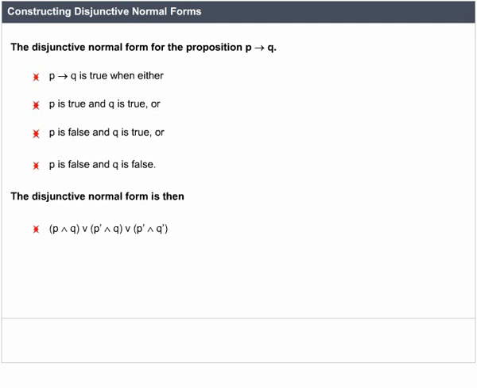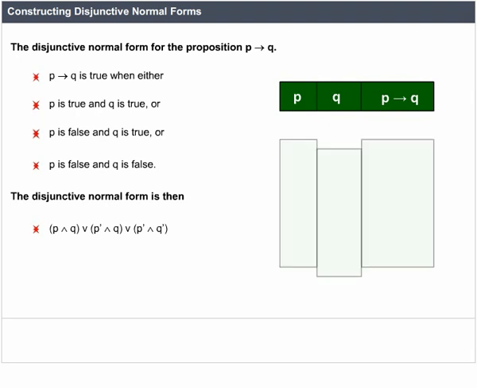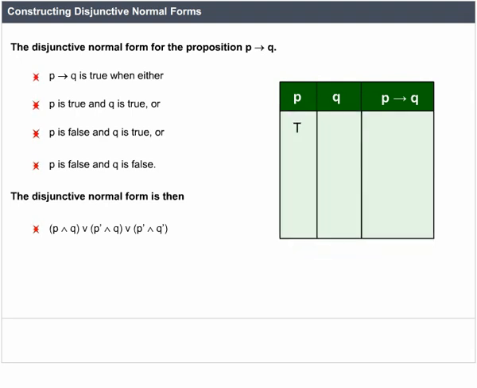Now we're going to see the table: P, Q and P implies Q. Now we're going to read row by row. First row, P represents T, Q represents T, then P implies Q represents T. Second row, P represents T, Q represents F, then P implies Q represents F. Third row, P represents F, Q represents T, then P implies Q represents T. Fourth row, P represents F, Q represents F, then P implies Q represents T.